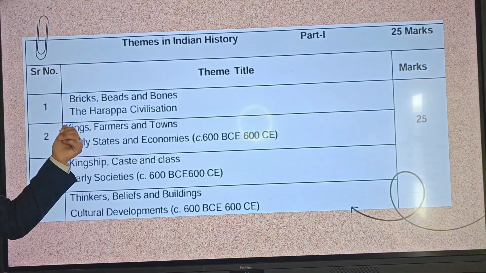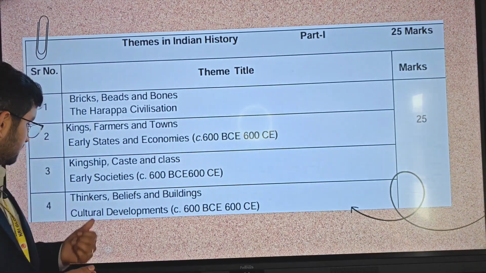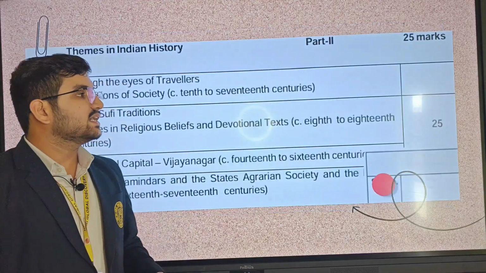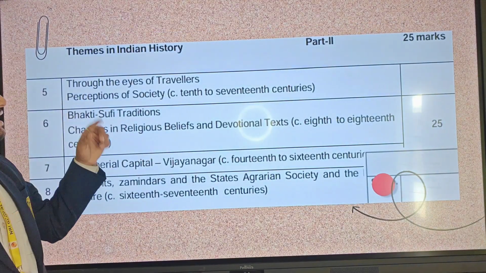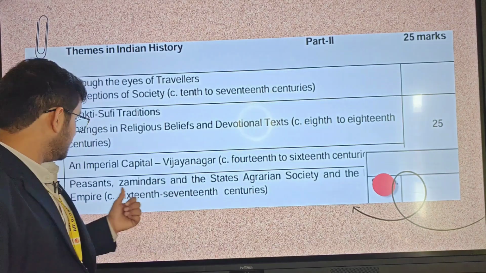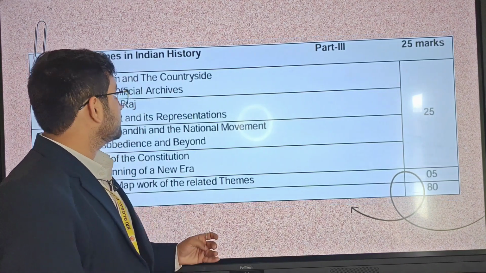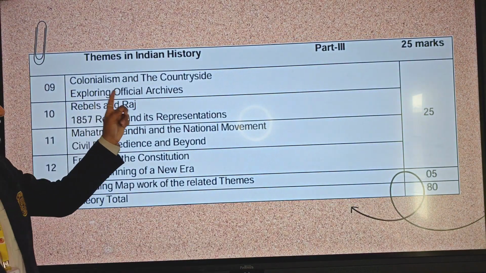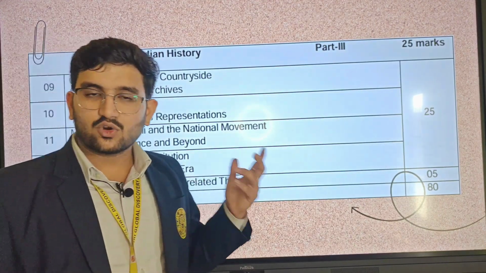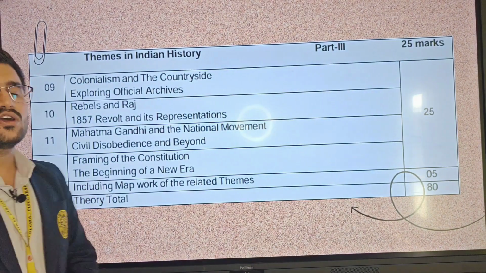In part 1 we have chapter 1 Bricks, Beads and Bones, Kings, Farmers and Towns, Kinship, Caste and Class, and Thinkers, Beliefs and Buildings, which is a total of 25 marks. Then in part 2 again we have 4 chapters: Through the Eyes of Travellers, Bhakti and Sufi Traditions, An Imperial Capital: Vijayanagara, and the last one is Peasants, Zamindars and the State. And in the last book, part 3, which also has 4 chapters: Colonialism and the Countryside, Rebels and the Raj: the Revolt of 1857, Mahatma Gandhi and the National Movement, and the last chapter is Framing of the Indian Constitution.